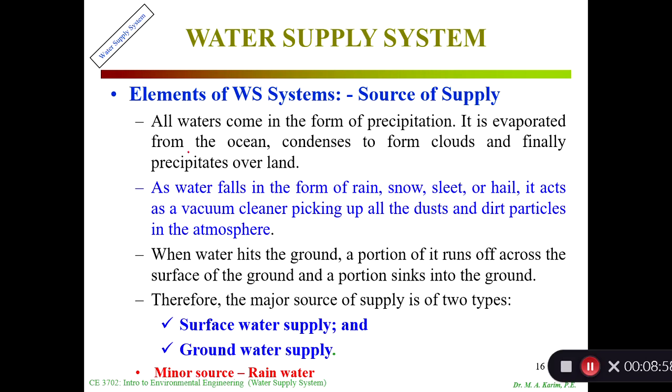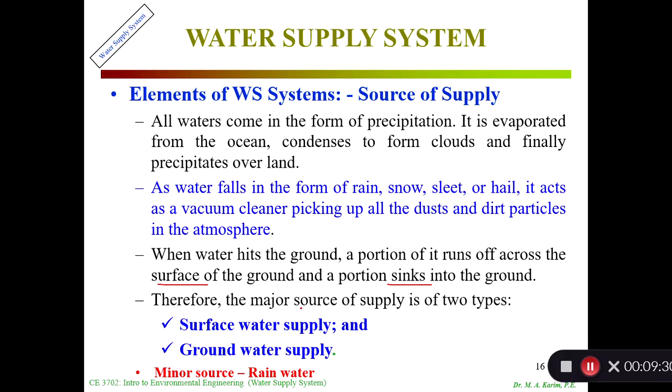All water comes in the form of precipitation, whether it is evaporated or some other ways. As water falls in the form of rain, snow, sleet, or hail, it acts as a vacuum cleaner, picking up a lot of dust from there. When water hits the ground, a portion of it runs across the ground surface, and a portion sinks into the ground. So this is infiltration, and this is the surface flow. We have seen it before, right?